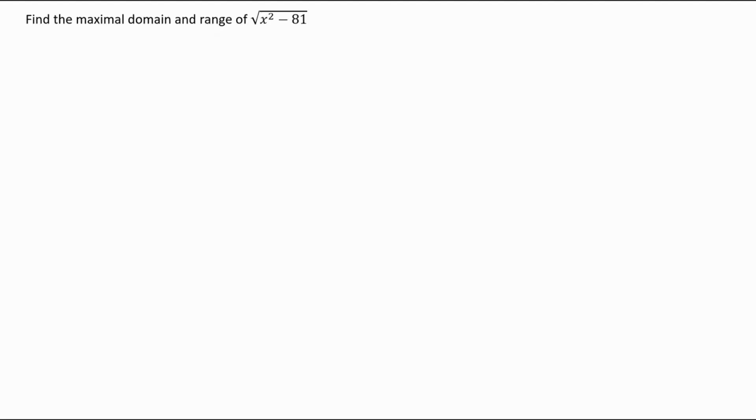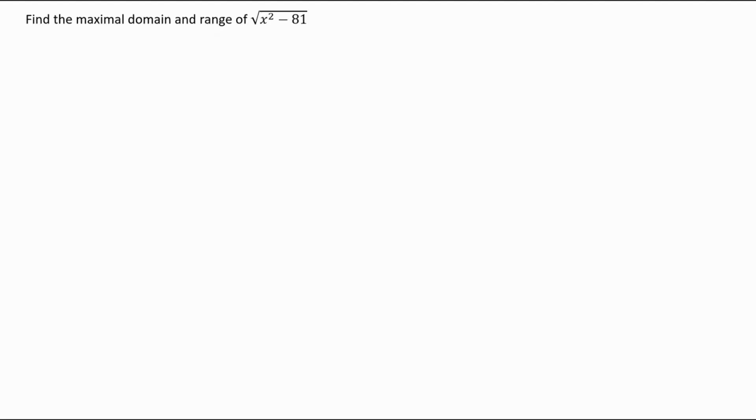So typically speaking, we always start with domain because it's generally the easier to find, and it has very specific rules. For example, in this case, the rule that we need to think about is the fact that we cannot take the square root of a negative number. We're physically not allowed to when we're dealing with real numbers, which is what we deal with exclusively in methods.